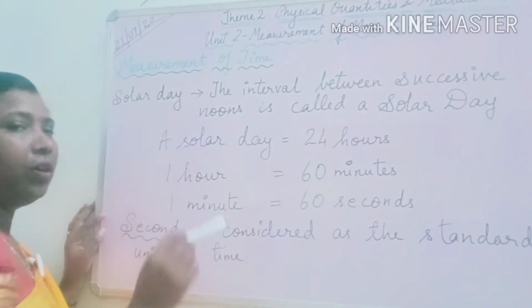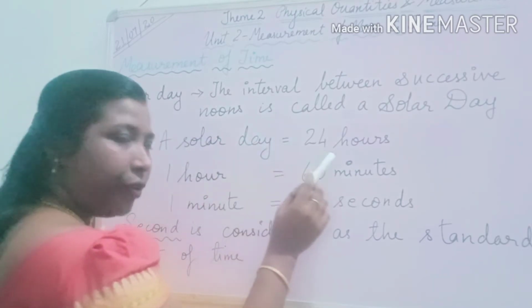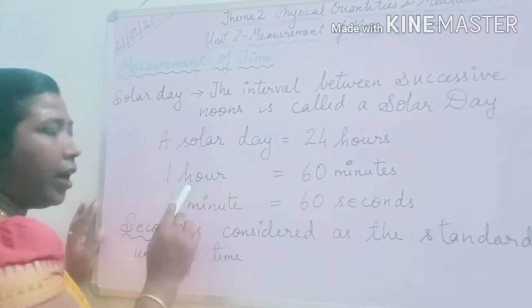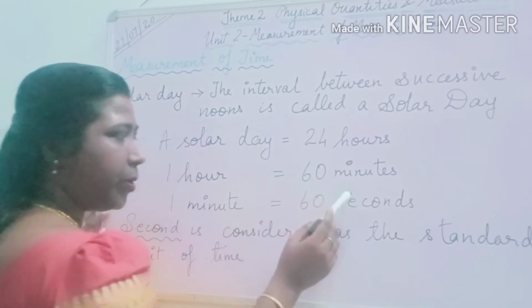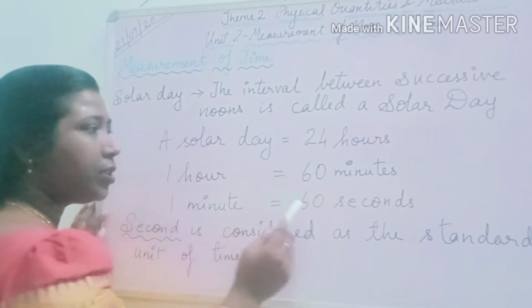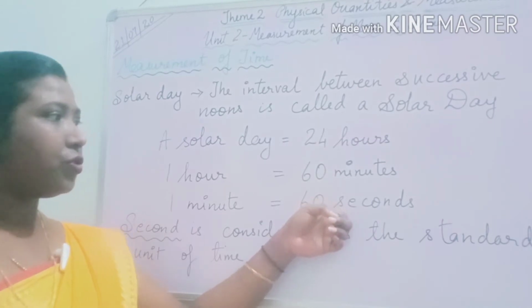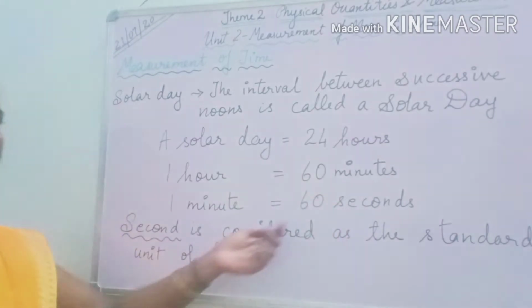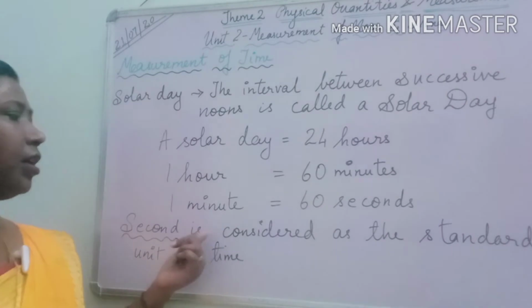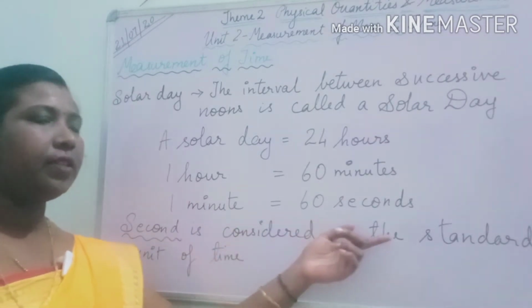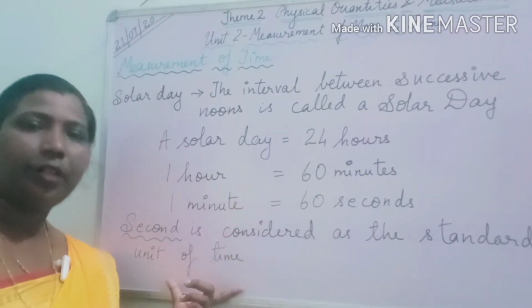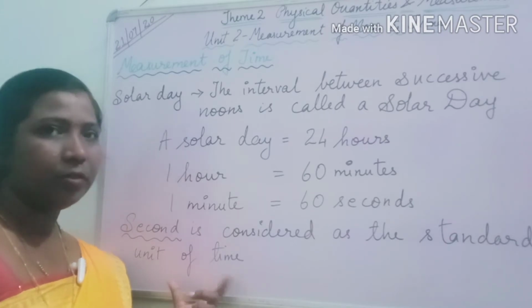So therefore a solar day is equal to 24 hours, and 1 hour is equal to 60 minutes, 1 minute is equal to 60 seconds. So this second is a smaller interval. So this second is considered as the standard unit of time. Is that clear, students?